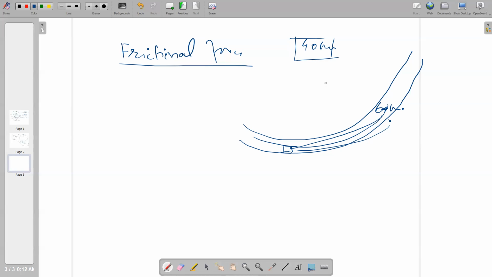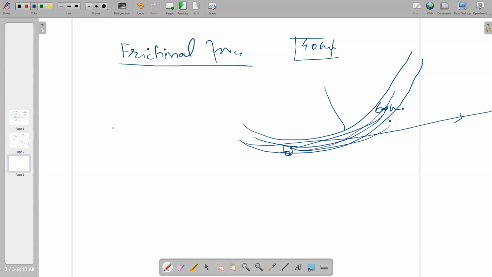So if there is no friction between the tire and the road, between this tire and this road, then this car will move in this direction. So who is responsible to move this car in this circular track? It is the frictional force. So this is another example.